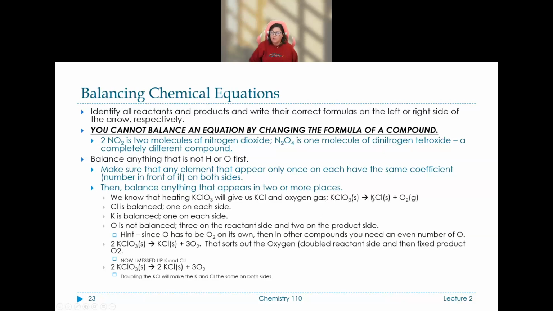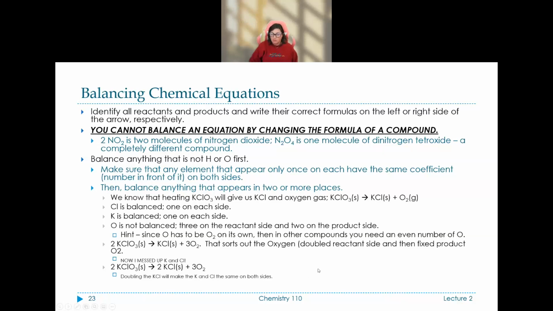KClO3, but then I need 2 KCl's so that we still have the same number of K and the same number of Cl. And then since I have 2 times 3 oxygens, that's 6, then O2 needs to be multiplied by 3, and that gives me 6, okay? So like I said, multiply this by 2 with this, and that sorts out our oxygen. So now we have 6 oxygens here, 6 oxygens here. But now I have 2 Ks and 1 K. So 2 Ks. And then now I have 2 Cl and 2 Cl. Okay? So now we've got the same thing on both sides.